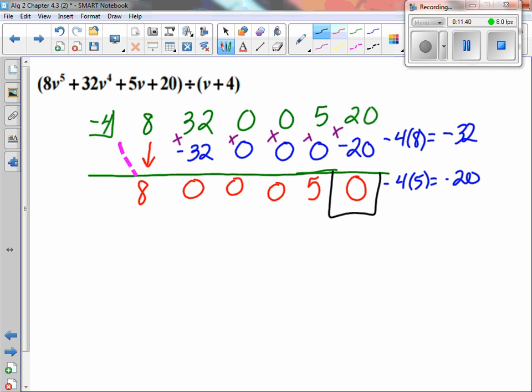Again, I boxed the remainder to remind myself that it is the remainder. Because this number here is the remainder. This is our term without a variable. Then we would have v to the first, v squared, v cubed, and v to the fourth. Because we have our remainder, our number without a variable, v squared, v cubed.